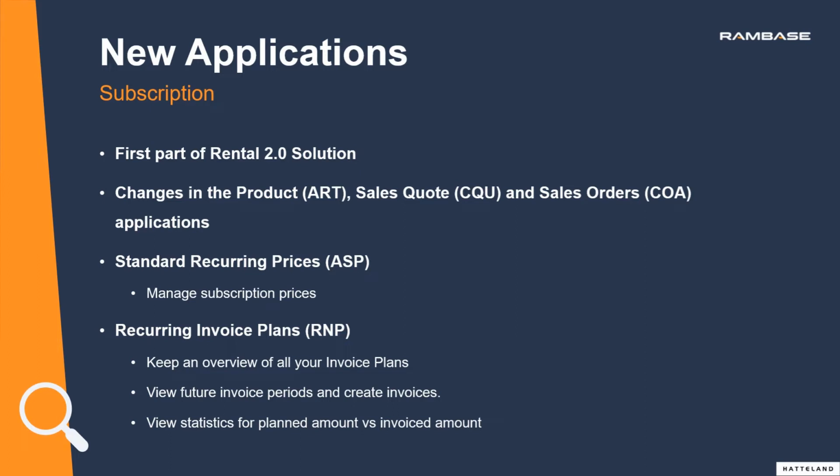So, the subscription functionality is the first part of the Rental 2.0 solution, and this will be the basis for the next rental solution in RamBase. We are also introducing some changes to current applications, so we have done some changes in the art application where you could define products for subscription use. We are also doing some changes in the sales quote and sales order application where the user could combine both subscription items and order items on the same sales document here.